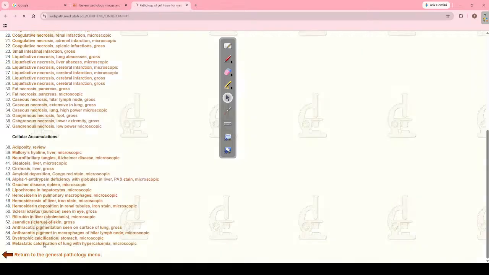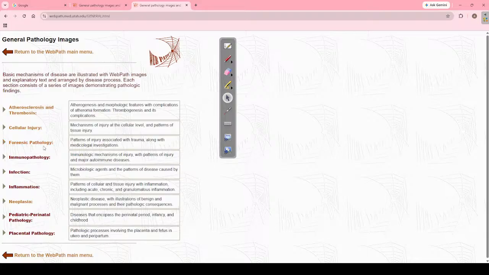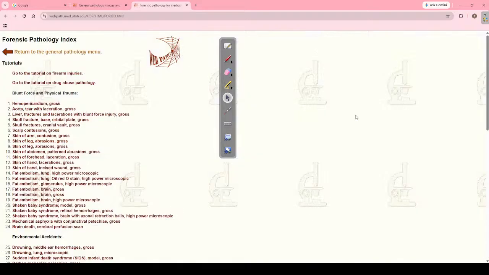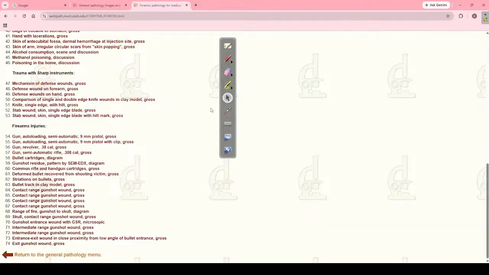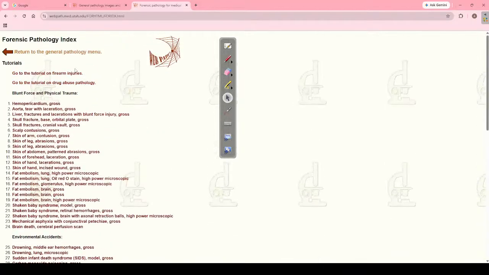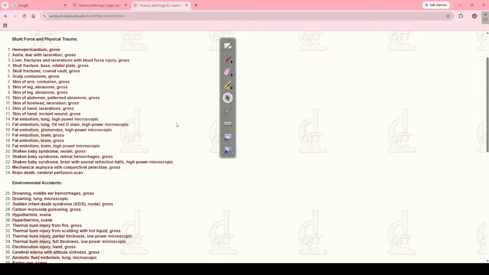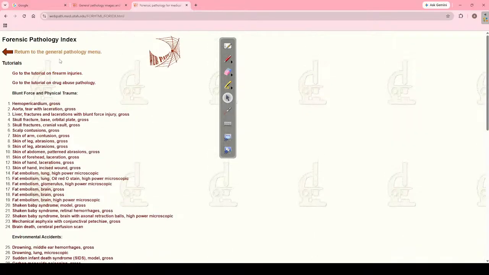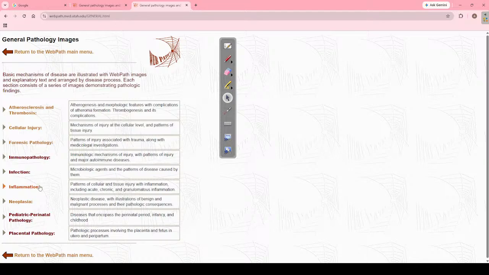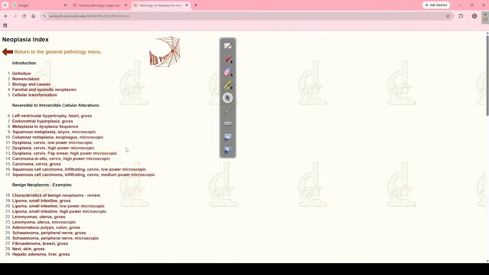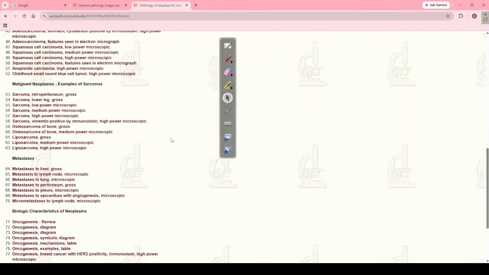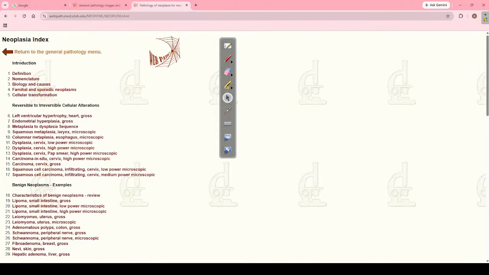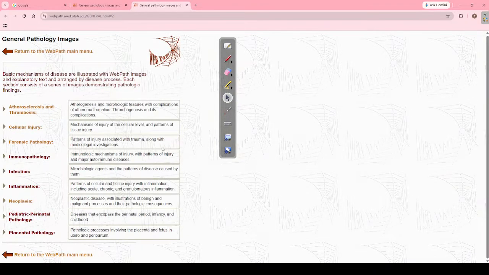After this I'll take a little bit of a break and we can do forensic pathology. Forensic pathology is very simple, mostly on drug use, abuse, environmental accidents, but not that much pathology can be seen. This will be done very fast. Immunopathology, infection, inflammation, all of those will take time. Neoplasm is one of the major difficult topics because a lot of different organs are there. This will take a lot of time.